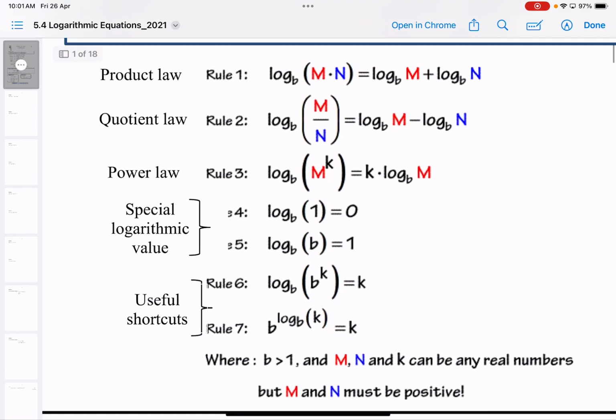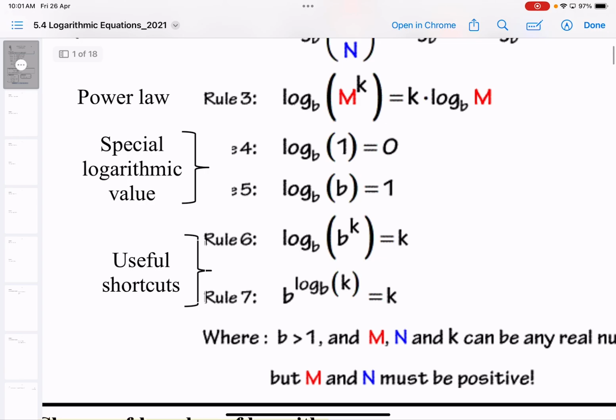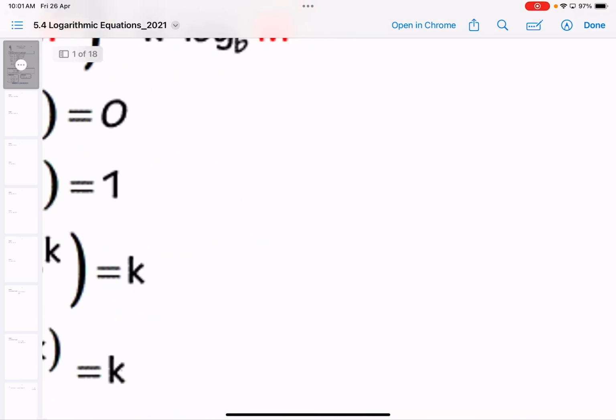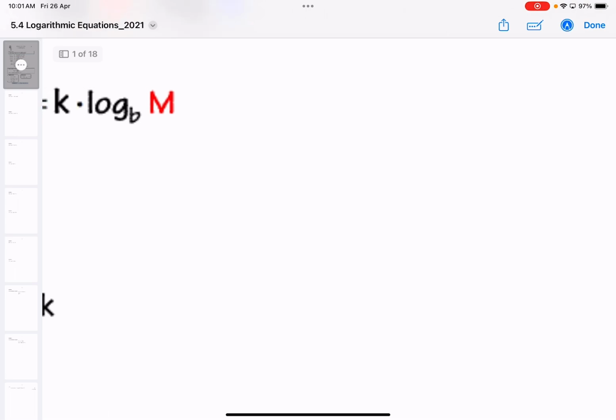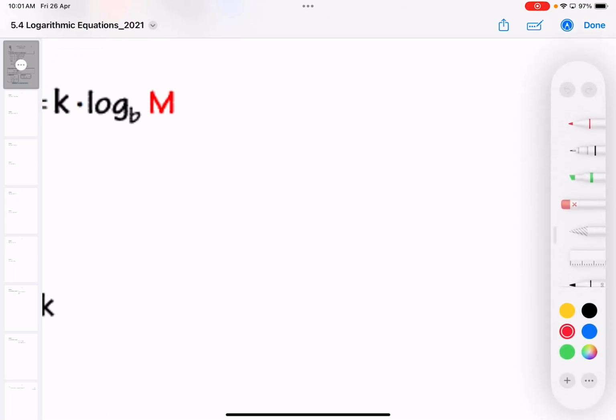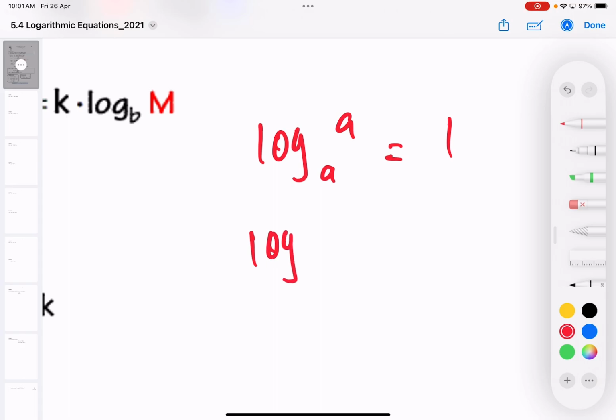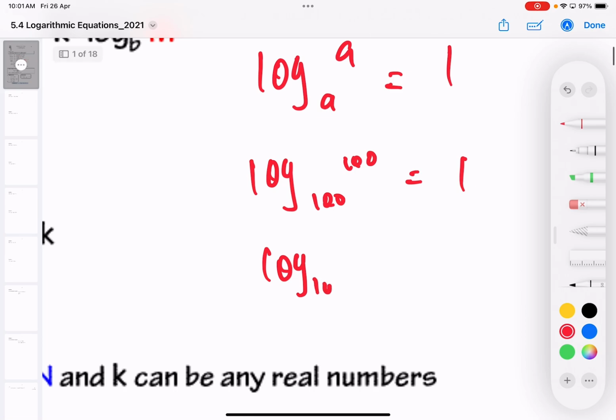The other log laws are not really laws, but just some useful products. The most useful one is when you have a log that has the same result and the same base. The result is always going to be 1. So for example, log 100 to base 100 is always 1. Log 10 of 10 is always 1. As long as these two numbers are the same, you know that the result is going to be 1. So that is one special log law.